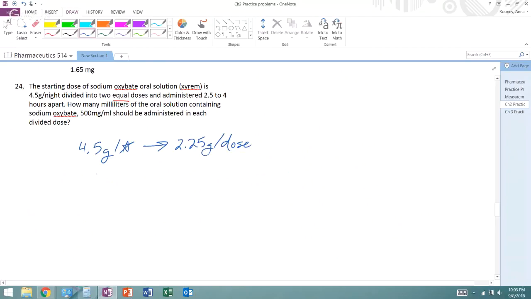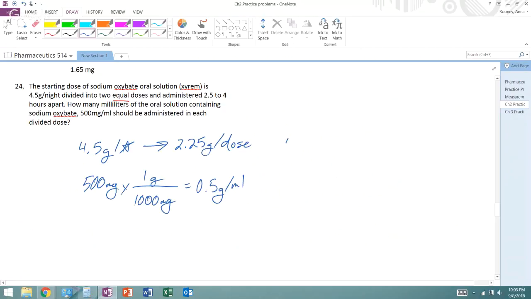How many milliliters of the oral solution containing 500 milligrams per milliliter should be administered in each dose? So you're going to convert milligrams to grams, and you're going to end up with half a gram per milliliter. So if we're doing 2.25, then how many would it be? I'm tempted to pull out my calculator just because my brain is telling me something different.